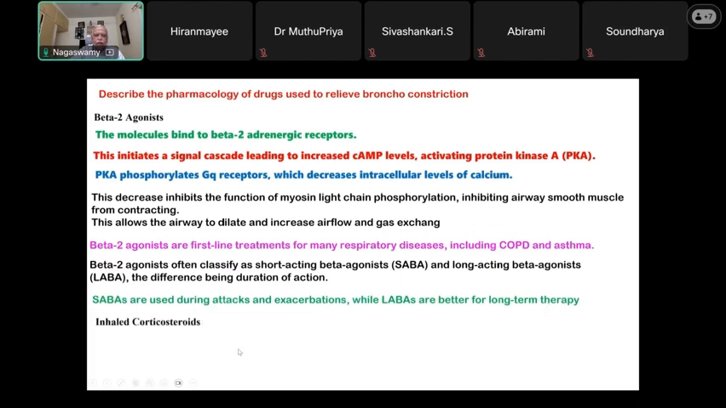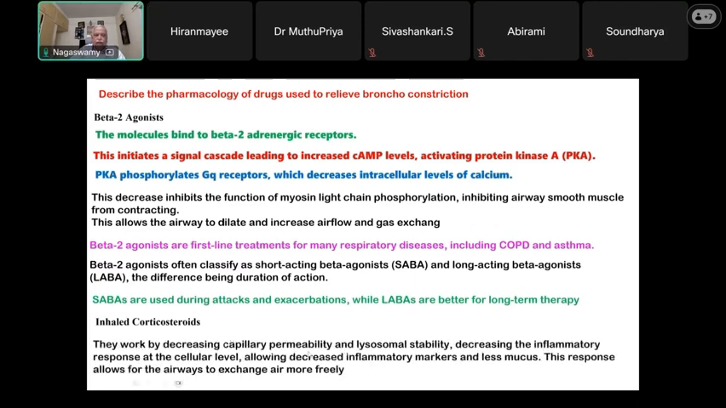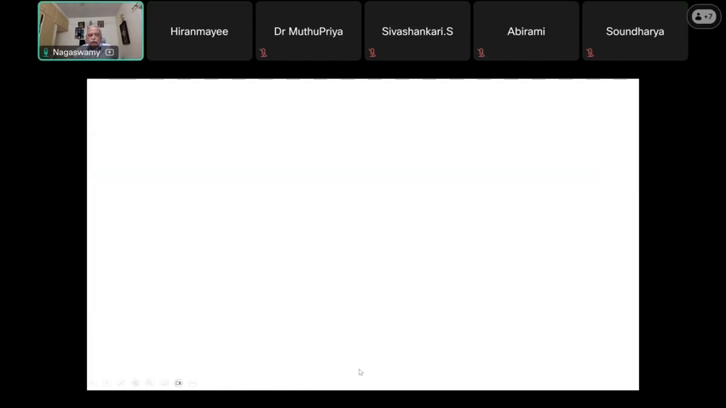Inhaled corticosteroids are the next drugs. So in what way do they help in bronchoconstriction? Do they directly cause bronchodilation? They reduce edema and inflammation. Edema. Okay, very good. They work by decreasing capillary permeability and lysosomal stability, decreasing the inflammatory response at the cellular level, allowing decreased inflammatory markers and less mucus secretion. This response allows the airways to exchange air more freely. So there is no direct smooth muscle relaxation effect by corticosteroids.